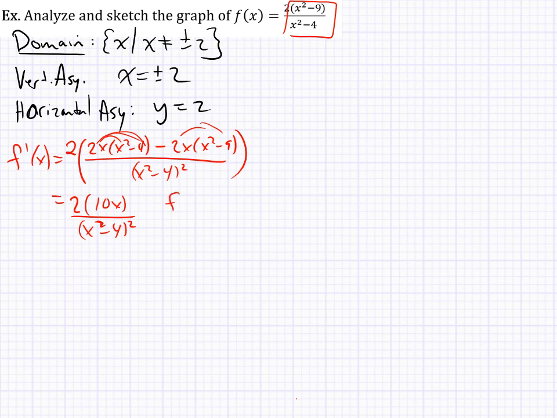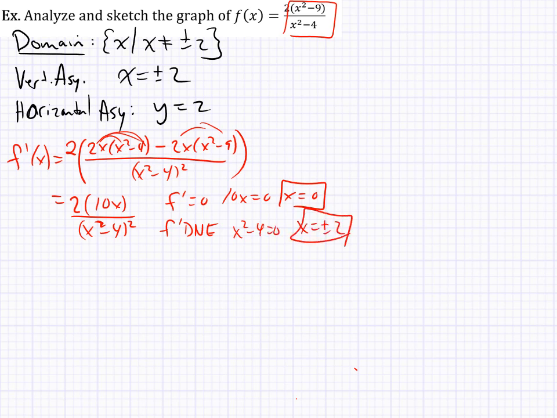We want to figure out when the derivative equals 0 and when the derivative does not exist. It equals 0 when the numerator equals 0, which is when x equals 0. It does not exist when the denominator equals 0, which is when x equals plus or minus 2. We have 3 critical numbers. In laying out these critical numbers, we're going to determine increasing, decreasing, maxes and mins. That's all the information we can get out of the first derivative.